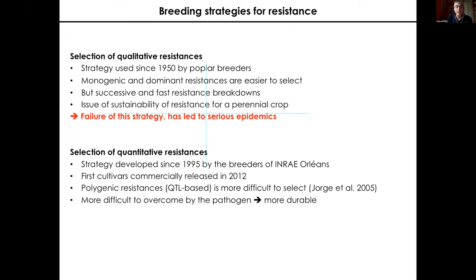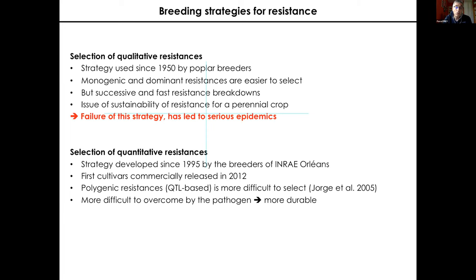And so it's a big issue of sustainability of resistance, especially for a perennial crop. Of course, it's not wheat or an annual crop where we can change the cultivar year by year. If you plant poplar, you have to keep it for at least 15 or 20 years. So this strategy has failed and has led to serious epidemics. And so for at least 20 or 30 years, breeders have turned to quantitative resistances. This was the case, for instance, for my colleagues, poplar breeders in Orléans. The first cultivars were only commercially released in 2012, so it takes almost 20 years to release commercial cultivars. Such quantitative resistances are based on polygenic resistance, which is QTL based. And of course, it's more difficult to select for the breeders, but it's also supposed to be more difficult to be overcome by the pathogen.